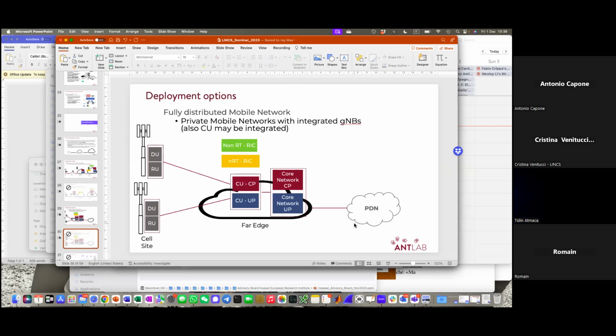For example, if you have a private mobile network for an industrial site, typically you have small base stations. If you have small, cost-effective base stations, probably you don't want to start splitting things. So you have probably an RU together with the DU. So it's almost a full base station with only the central unit controlling it. And then typically you have a far edge, which is a combined cloud platform from the telco operator and the customer, for industrial applications.